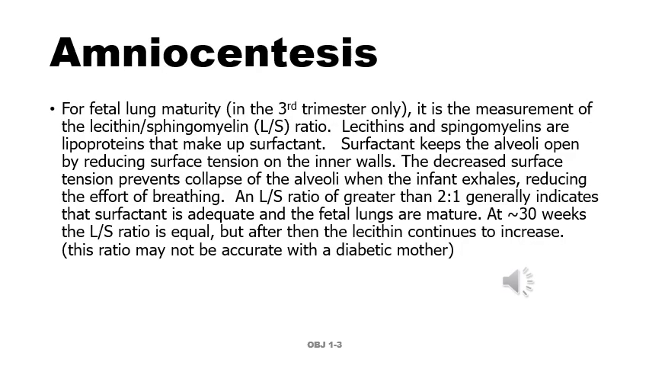An amniocentesis done for fetal lung maturity is, of course, only done in the third trimester because there's no way a baby's lungs will be mature in the second trimester. What we're measuring is the LS ratio, the lecithin-sphingomyelin ratio. Lecithins and sphingomyelins are lipoproteins that make up surfactant. Surfactant keeps the alveoli open by reducing surface tension on the inner walls.